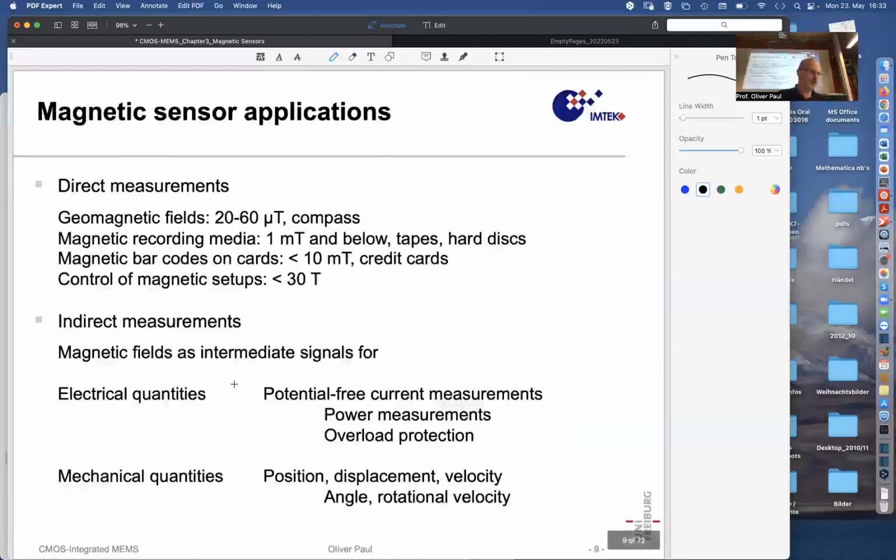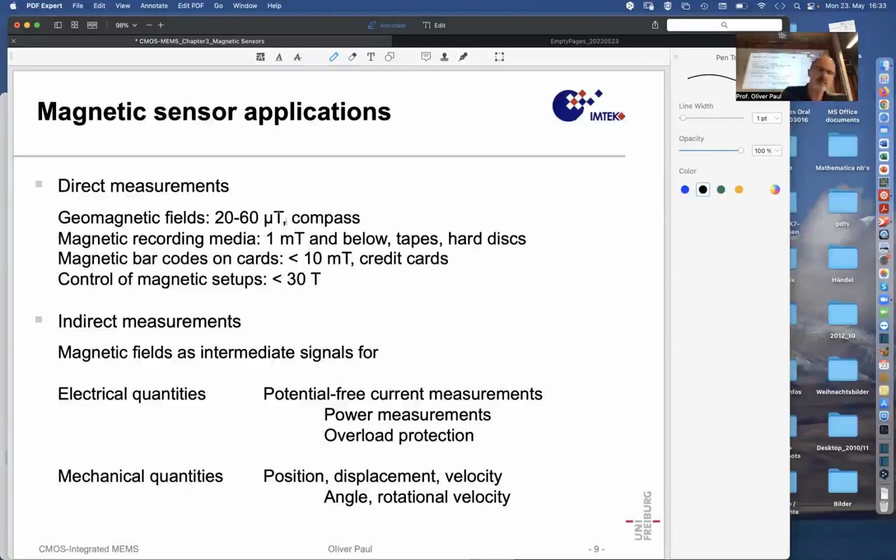So what are magnetic sensors good for? Of course, for direct measurements of magnetic fields. If the magnetic field has an effect on the charge carrier transport, that is a galvanomagnetic effect. Galvano means voltage, magnetic means magnetic. So voltage magnetic effect: the magnetic field makes some voltage. This is galvanomagnetics. So you can exploit this galvanomagnetic effect to measure the magnetic stuff.